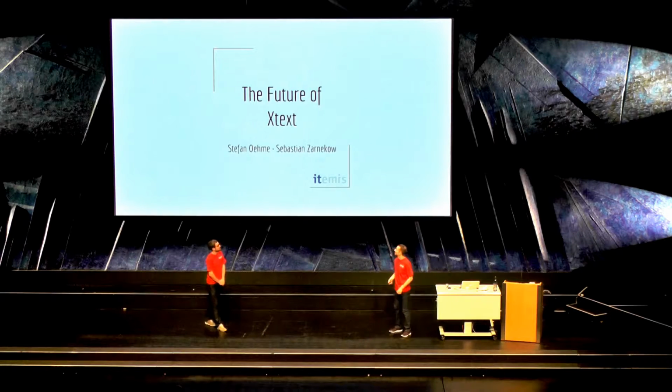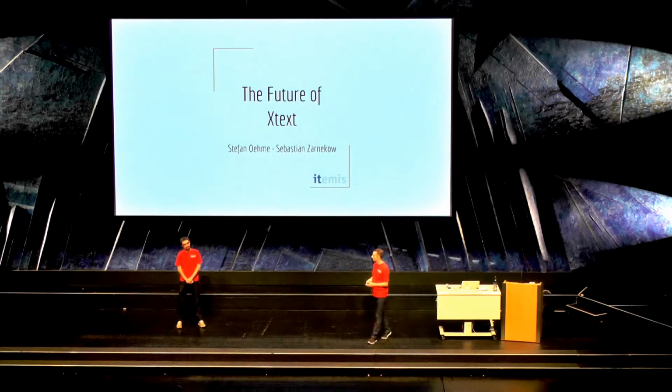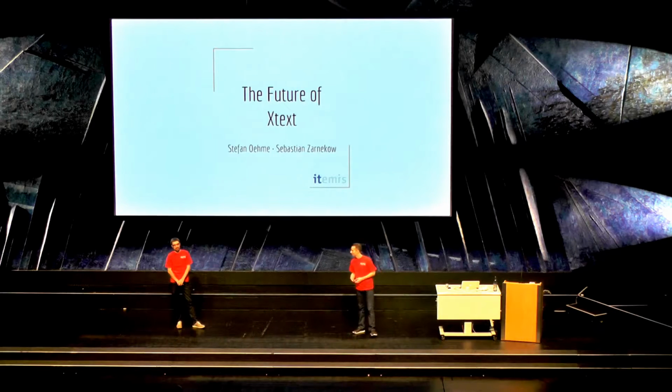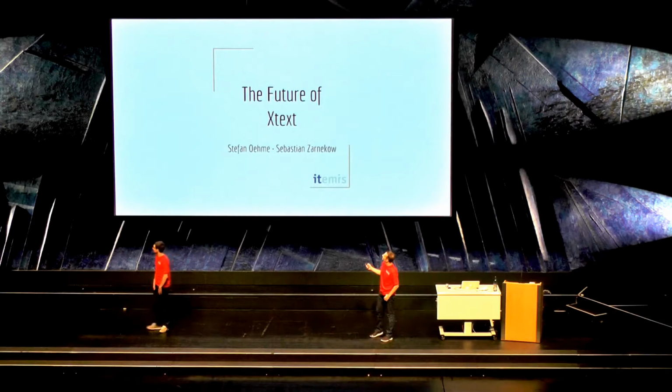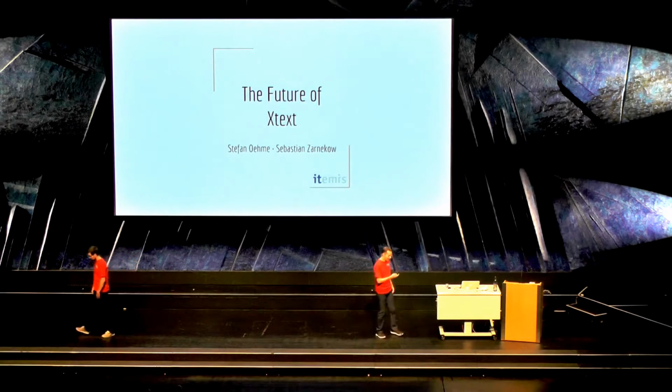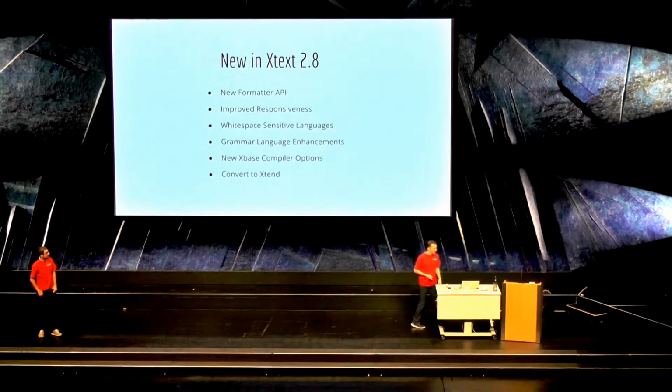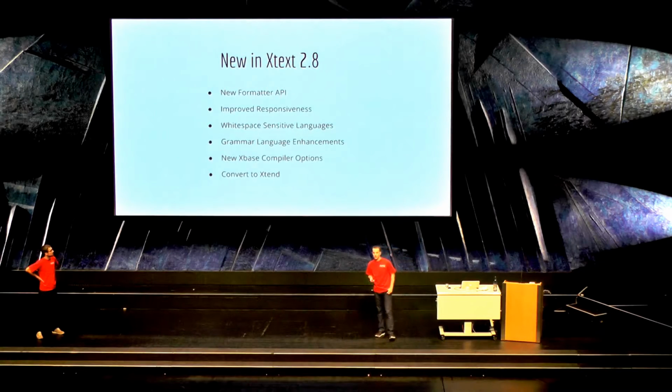Very nice. So today we're going to talk about all the cool things that have been going on in Xtext since we last came here. And boy, it has been a busy year. So let's get started with the future that we have right now, and that is Xtext 2.8. Xtext 2.8 came out with EclipseCon North America, and it had some really cool additions. And the first one I want to talk about is the new formatting API.